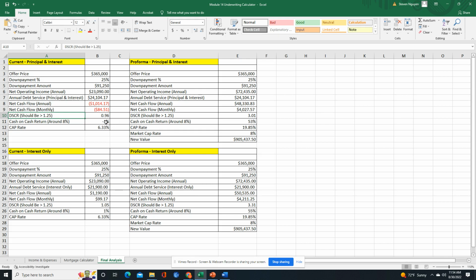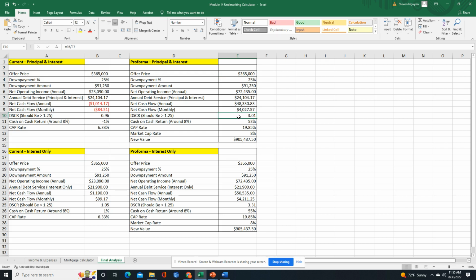And your cash on cash return calculates here. Ideally you want around 8 to 10%. I have some people do about 6% if you're comfortable and you make money elsewhere. So this one's negative, and here's your cap rate. And if you look at the pro forma, same thing. It calculates your offer price, down payment, debt service coverage ratio.